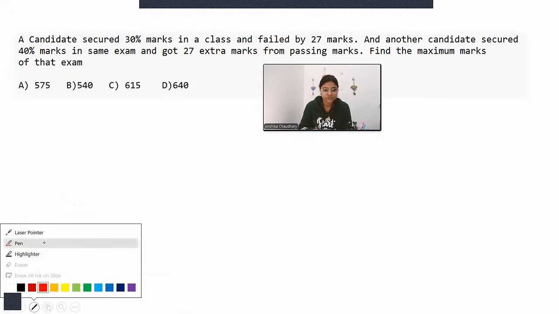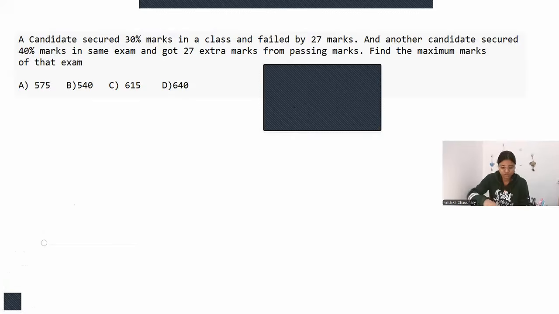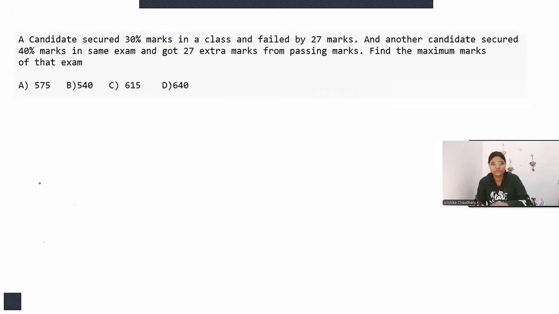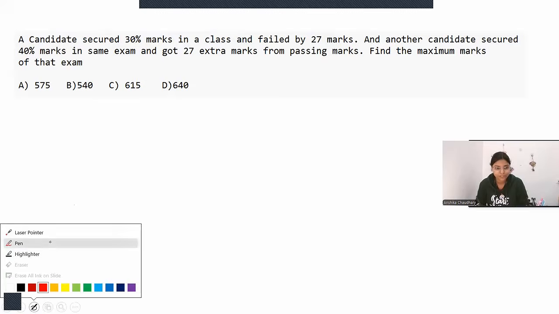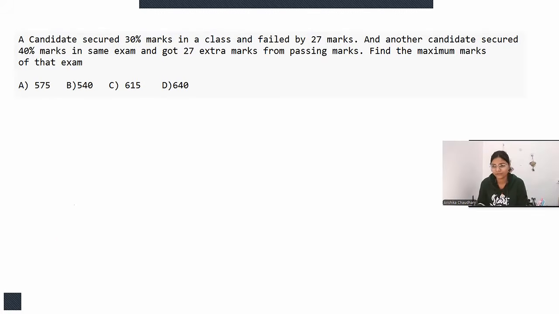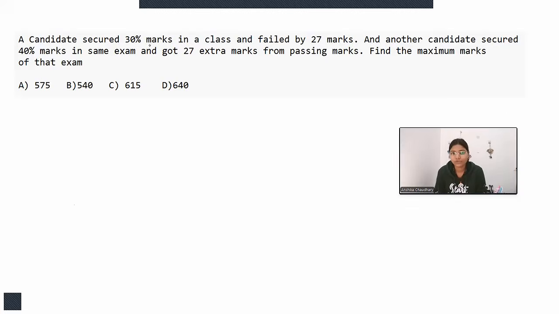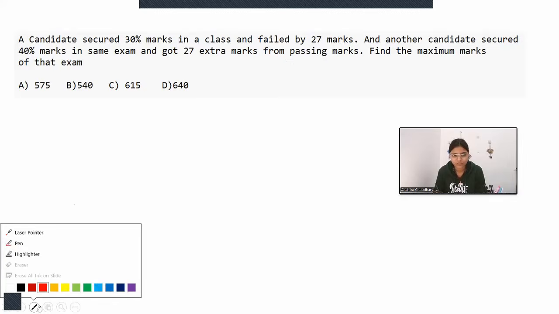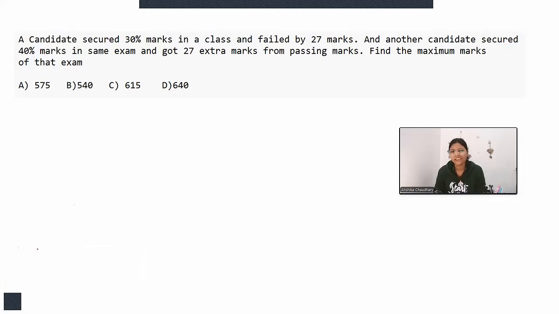Let's move on to the next question. The question is super simple. I will use a shortcut trick, right? A candidate secured 30% marks in a class and failed by 27 marks. So, I don't want to play with that percentage. Simple. I will take it as x. So, I will consider he got 30x marks and he failed by 27 marks.